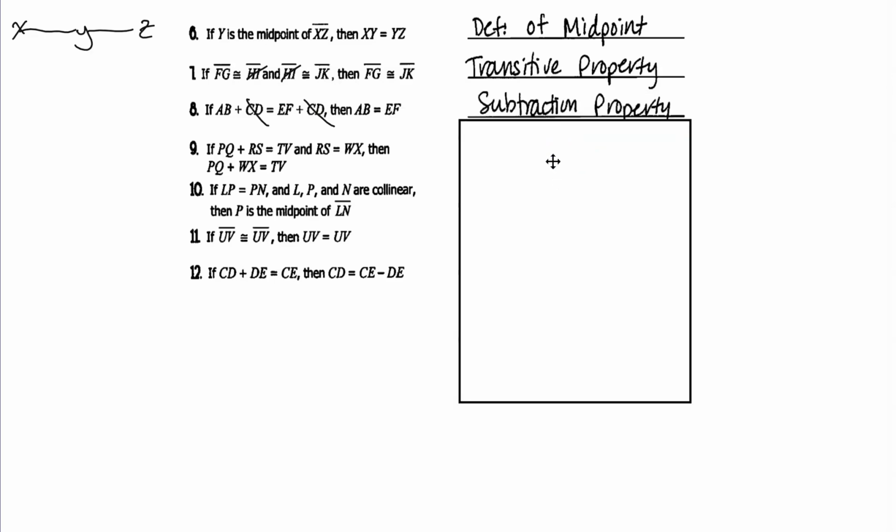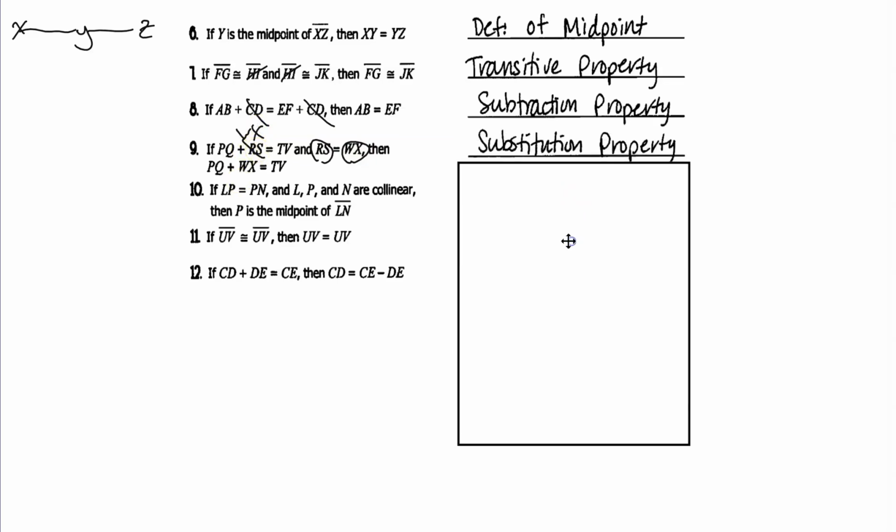If PQ plus RS equals TV, and RS equals WX, then PQ plus WX equals TV. So notice that it says here that RS equals WX. So instead of RS, can I just put WX here? And it would be equal to the same number. So that is substitution. It's a substitution property.